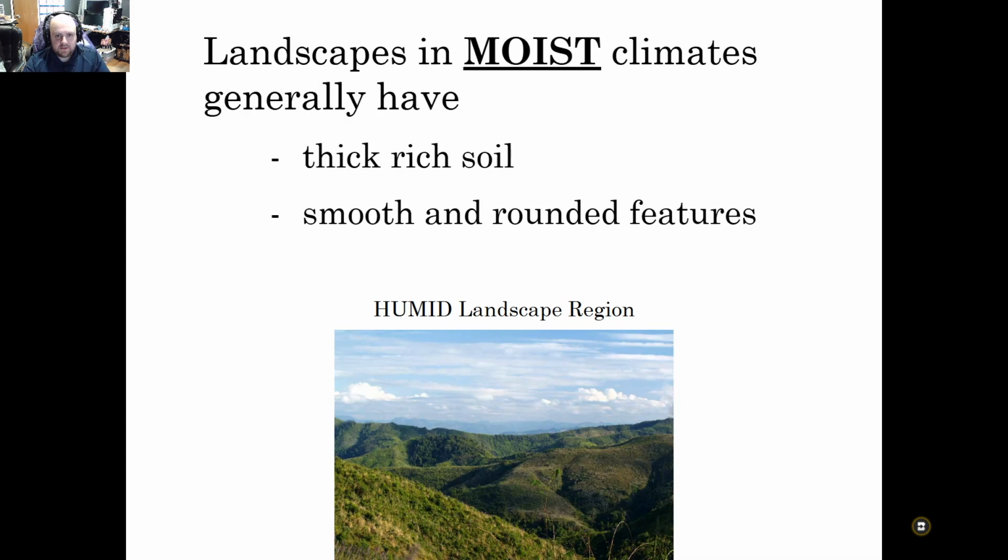If it's in a moist environment, right? So if it's something that's going to be much wetter, we're going to see a thicker, richer soil, and you're going to see more smooth and rounded features. The water helps with that abrasion with the soil, helps to round out the particles, so we're going to see it much more rounded. The vegetation, the life also tends to break, erode and weather the rocks down. So this is a picture of a more humid landscape region, right? So it's going to be more moist. There's going to be a lot more water. Okay, so make sure you write both of those down for arid and moist.